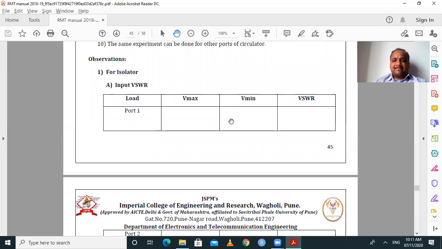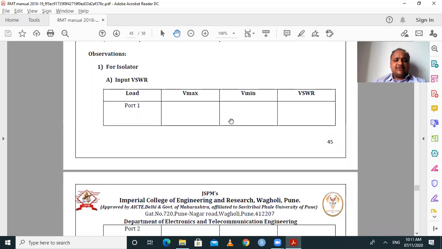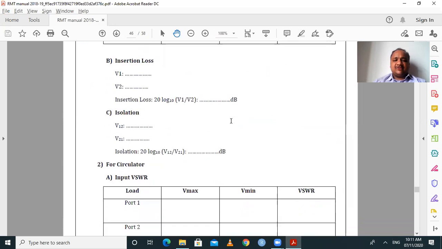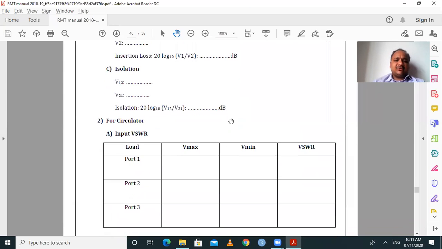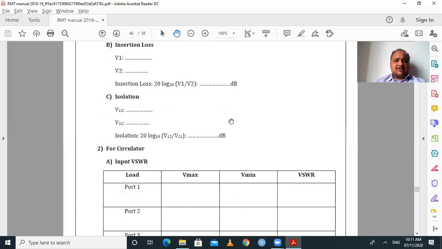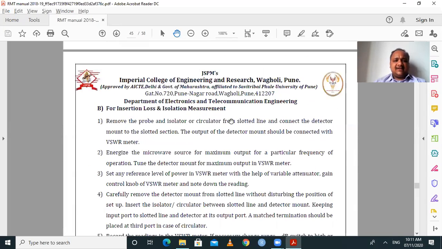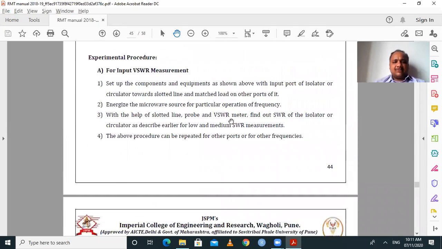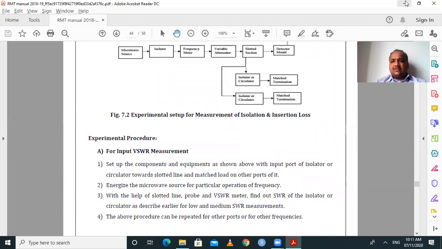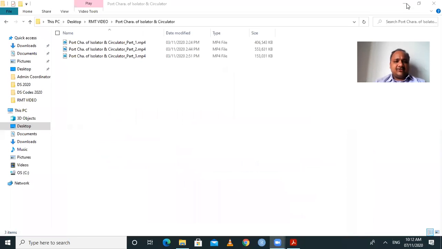For the isolator, you have to calculate VSWR for port number 1 and 2, then insertion loss as well as isolation. And for the circulator, you have to calculate VSWR for ports 1, 2, and 3, and similarly insertion loss. So we have to perform this experiment, and I had performed this experiment in our laboratory. I had prepared a video for that experiment, so I will show that video here.